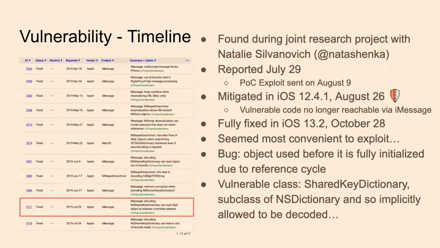So then Apple first pushed a mitigation quite quickly, which basically blocks this code from being reached over iMessage. In particular, what they did is they no longer allow subclasses to be decoded in iMessage. So that's quite a good mitigation. It blocks off maybe 90% of the attack surface here. Then they fully fixed it in iOS 13.2, but again, after August 26th, this was only just local attack surface.